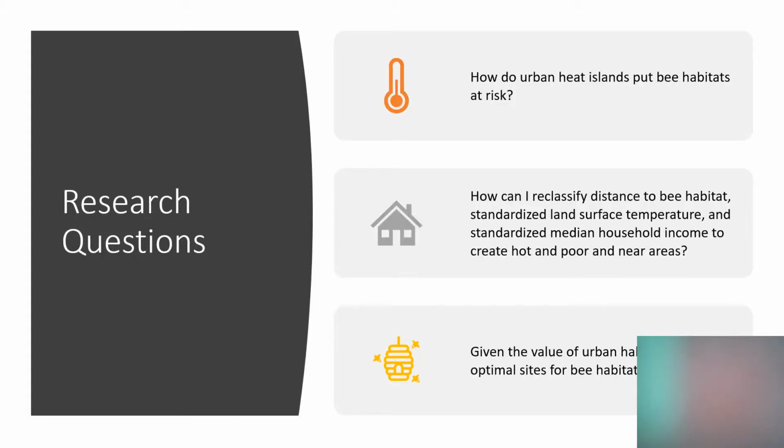My research questions are: how do urban heat islands put bee habitats at risk? How can I reclassify distance to bee habitat, standardize land surface temperature, and standardize median household income to create hot, poor, and near areas? And given the value of urban habitats, where are optimal sites for bee habitats?